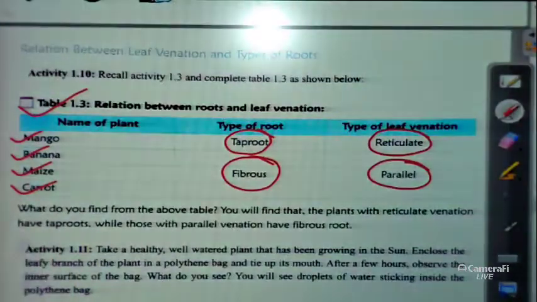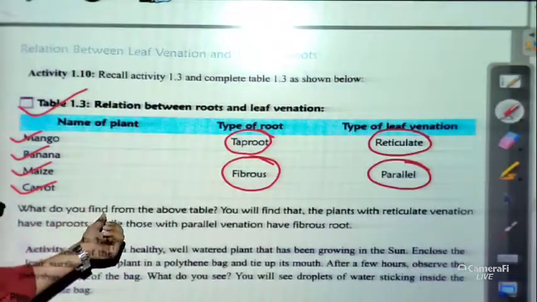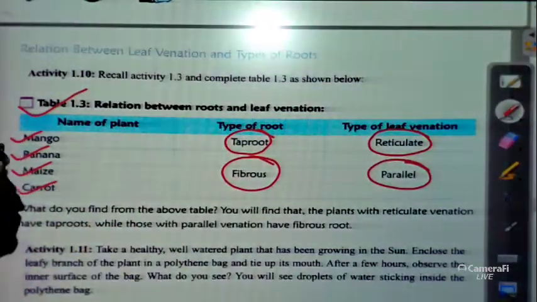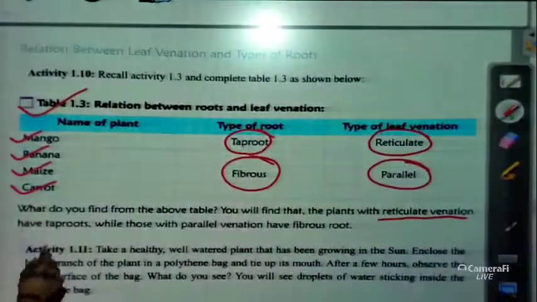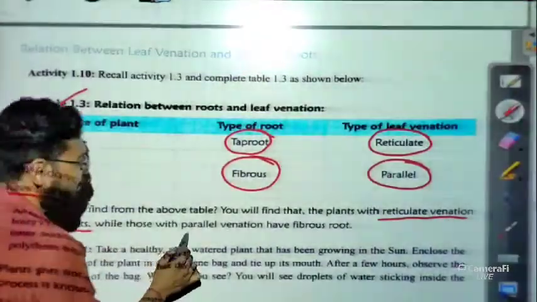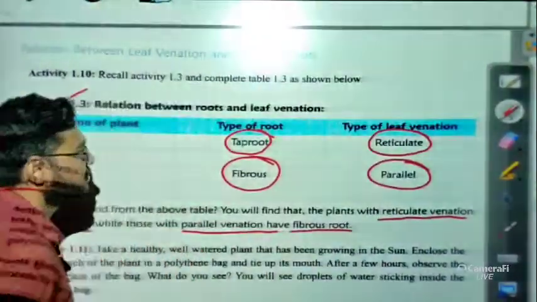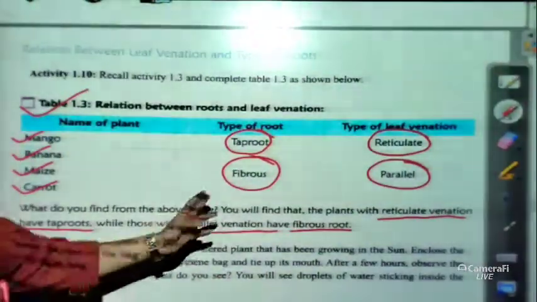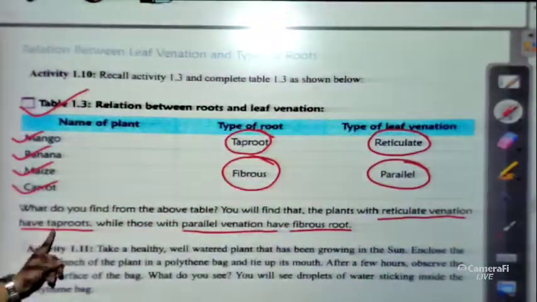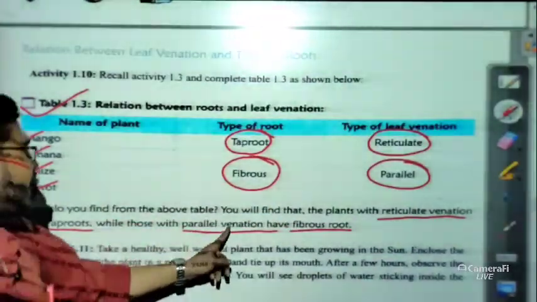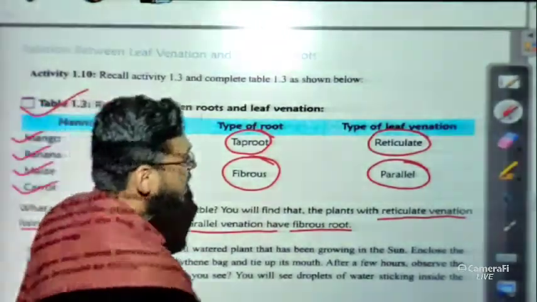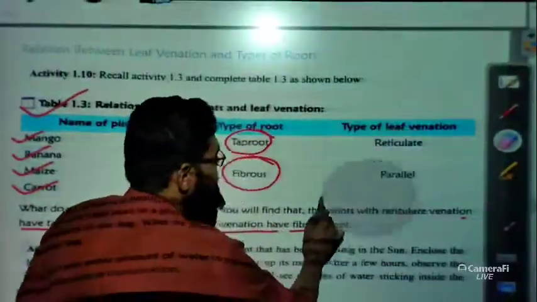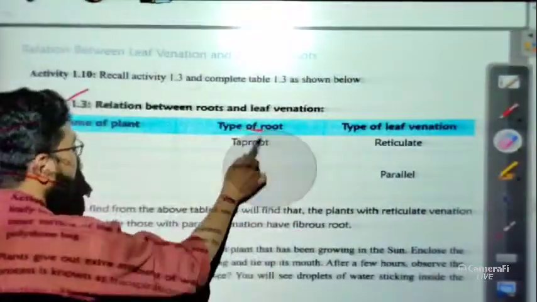Now what do you find from the above table? You will find that the plants with reticulate venation have tap roots, while those with parallel venation have fibrous roots. This is very important: plants with reticulate venation have tap roots, and plants with parallel venation have fibrous roots. So this table you can do on your own.